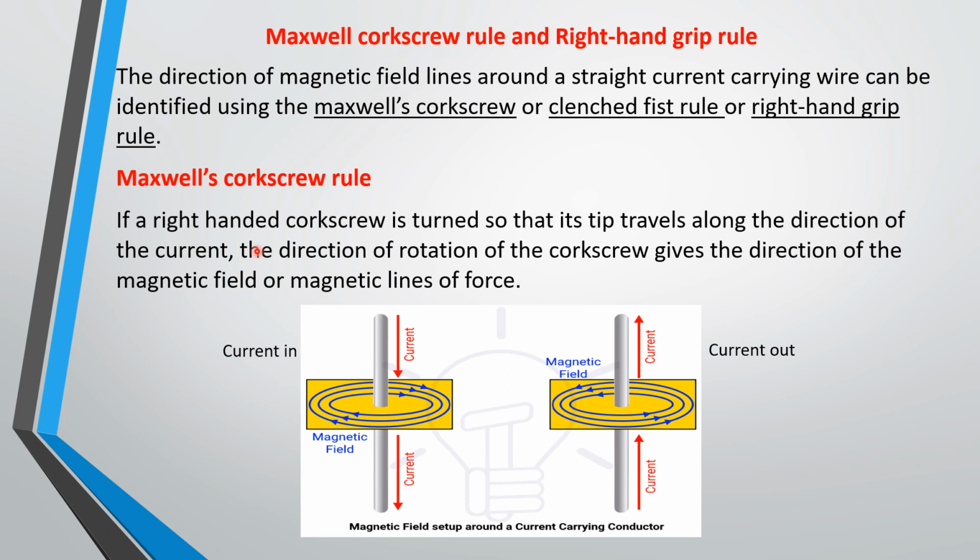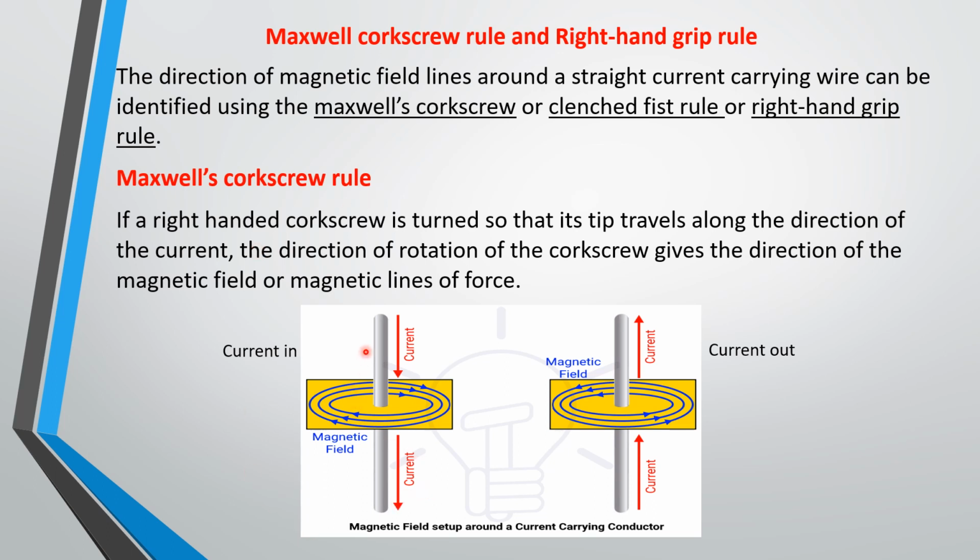Just do it. Point your thumb as if your thumb represents the corkscrew, and that also represents the direction of the current. Then look at your other fingers. The direction of the other fingers gives the direction of the magnetic field or lines of force. And if you look at the diagram on the video, you will see it there.